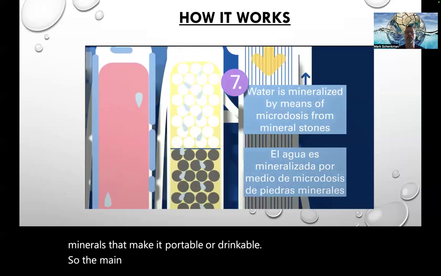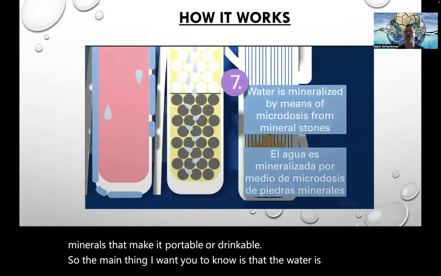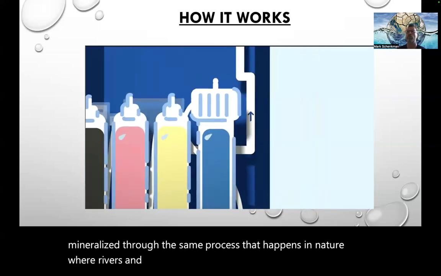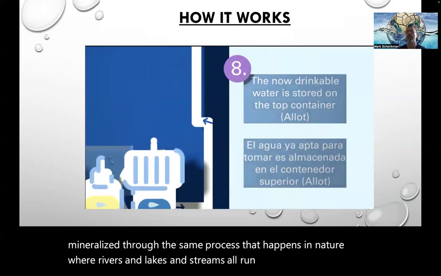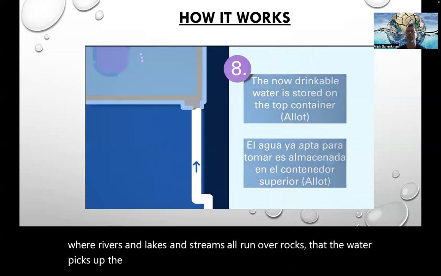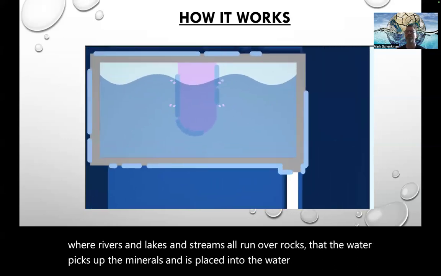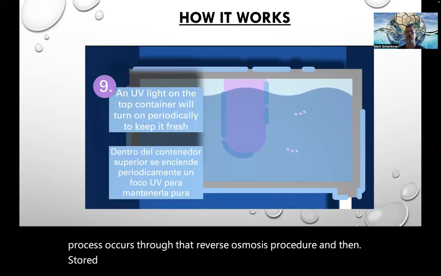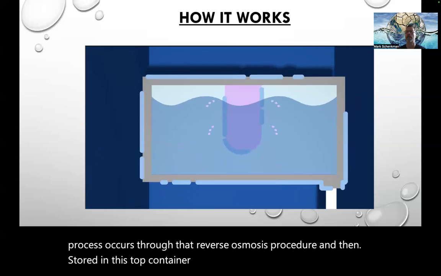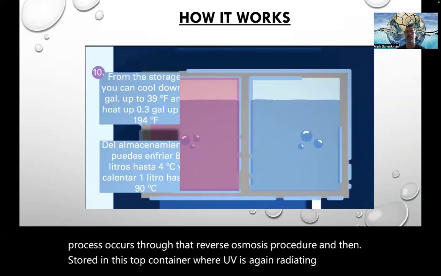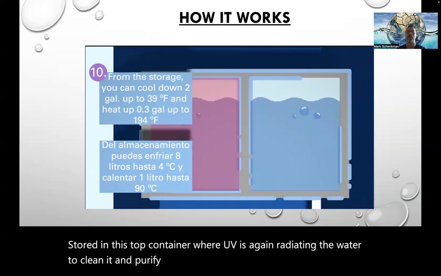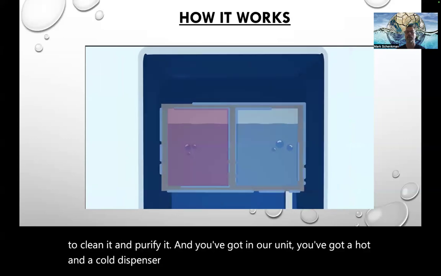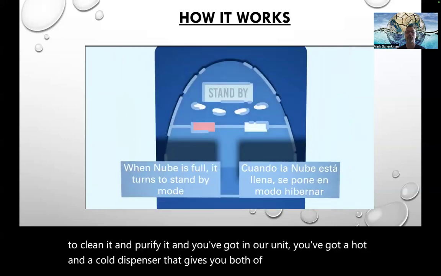So the main thing I want you to know is that the water is mineralized through the same process that happens in nature, where rivers and lakes and streams all run over rocks, and the water picks up the minerals. The same process occurs through that reverse osmosis procedure, and then the water is stored in this top container where UV is again radiating the water to clean it and purify it. And in our unit, you've got a hot and a cold dispenser that gives you both of those temperatures.